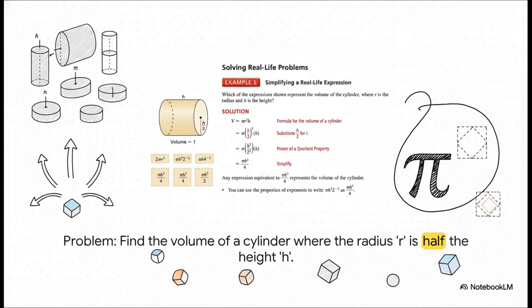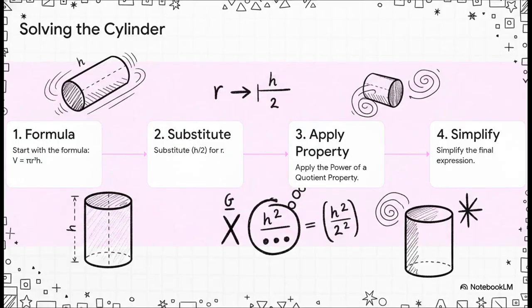Okay, here's a classic geometry problem. We need to find the volume of this cylinder. But there's a catch. We're told that its radius is always exactly half of its height. So how can we write a formula for the volume that only uses the height, h? This is exactly where our new exponent rules get to be the hero. Let's break down how we solve this step by step.